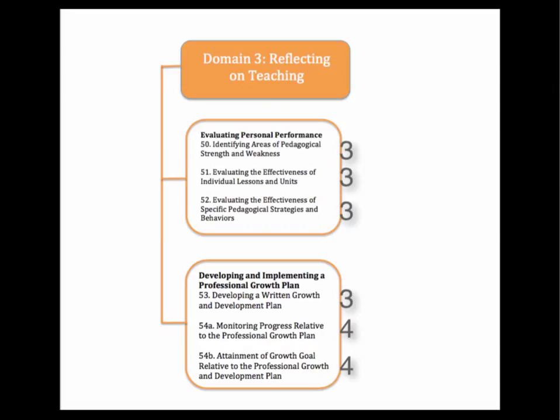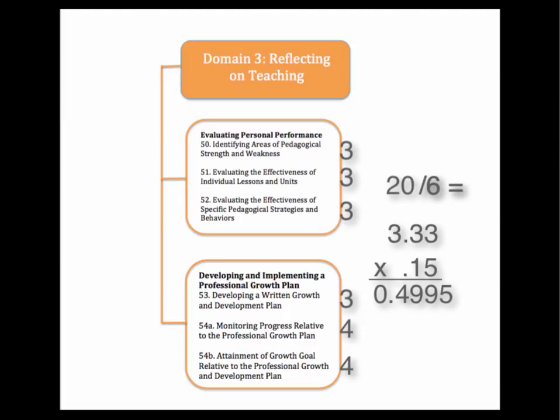From here, I will add up all of the numbers together. So I received a total of 20 points. I would then divide that 20 points by the 6 elements, and that would give me an average score of 3.33. Then I would multiply the 3.33 times 15% to get a 0.4995, which would be rounded to a 0.5. This 0.5 would then be added to my status score to equal my entire instructional practice score.